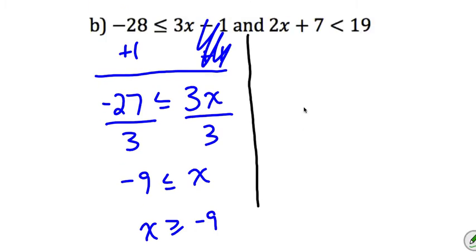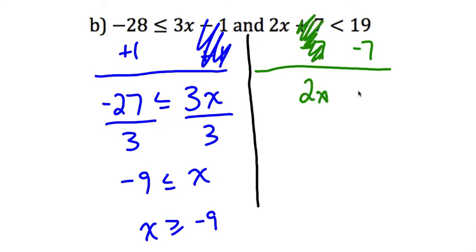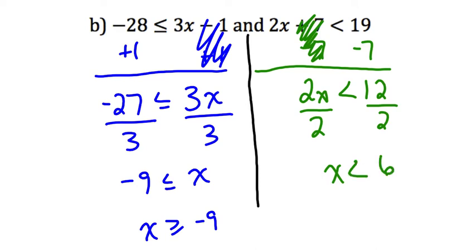So let's come back up to this one. Move the 7. It's a positive 7, so I'm going to do the opposite and subtract 7. 7 minus 7 is 0, so my left-hand side is just 2x. It is less than 19 minus 7, which is 12. Last step in this one, divide by 2, and we end up with 1x, or just x, is less than 6.